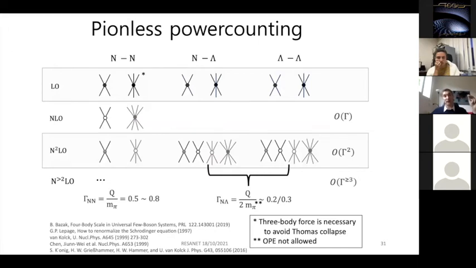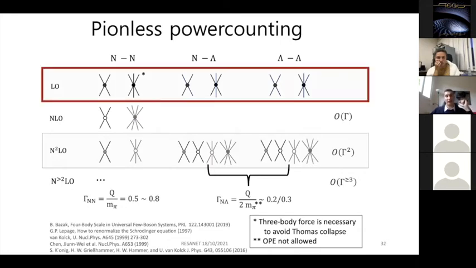And this means that you can develop a contact theory to write the nucleon lambda and the lambda lambda interaction. I will focus on the leading order, essentially because I don't have a lot of data to go over, but also because the error of this expansion will nevertheless be dominated by the nuclear part.